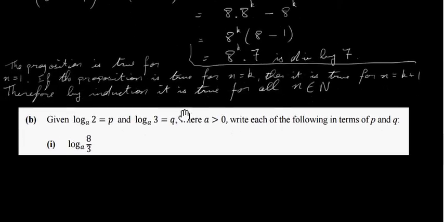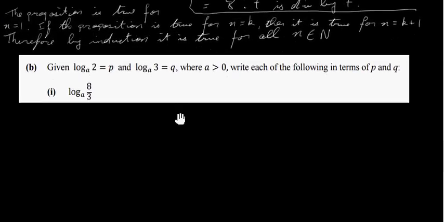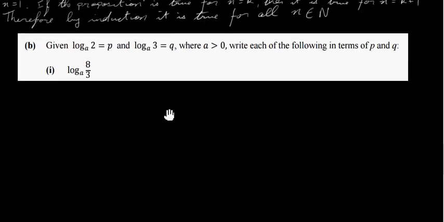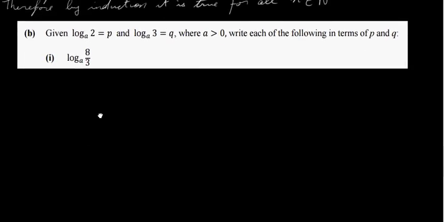Okay, next one then is part B here. This is a logs question. So what are we given here? We're given that the log of 2 to the base a is equal to p and the log of 3 to the base a is equal to q. a is positive. Write each of the following in terms of p and q. So we've got to simplify this here. This is really using your rules or laws of logs here.